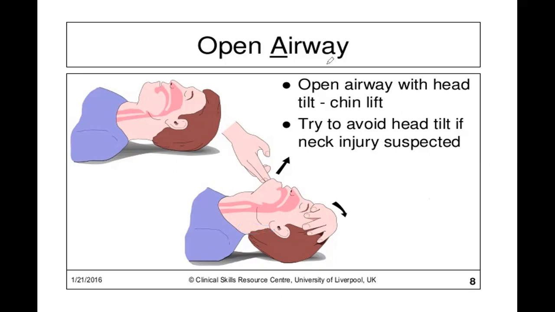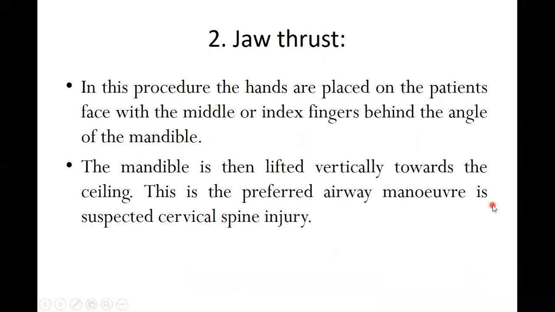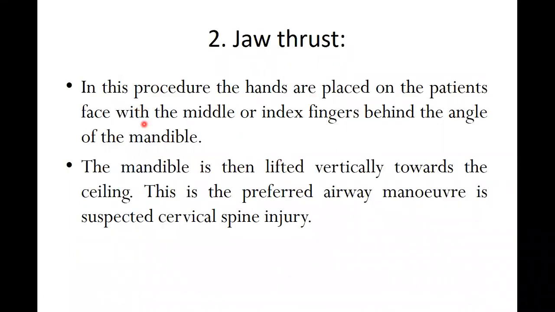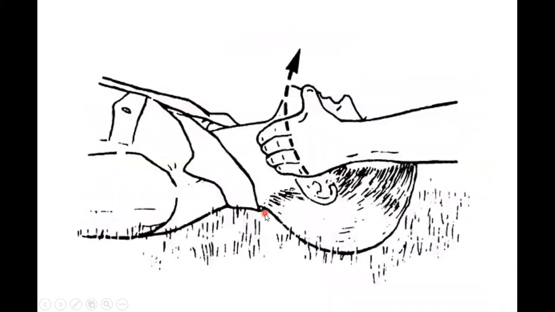So in case you are not able to perform a head tilt and chin lift due to maybe a presence of a spinal injury, then you can perform what is called a jaw thrust. Let's go to the jaw thrust. The jaw thrust is performed by placing the hands on the patient's face with the middle or index fingers behind the angle of the mandible, and then the mandible is lifted vertically upwards towards the ceiling. Okay, this is the preferred airway maneuver in suspected cervical spinal injury.